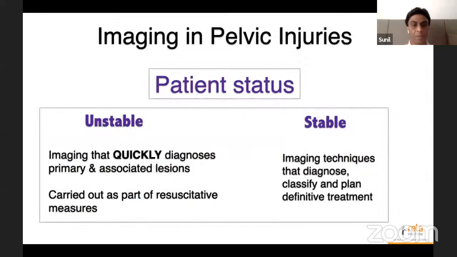So imaging in a pelvic injury will actually depend on the patient status. If the patient is hemodynamically stable, you can run all kinds of diagnostics. But if you have a patient with hemodynamic instability, you need to focus on techniques that will diagnose things quickly and can be carried out as part of your resuscitative measures without hampering it.